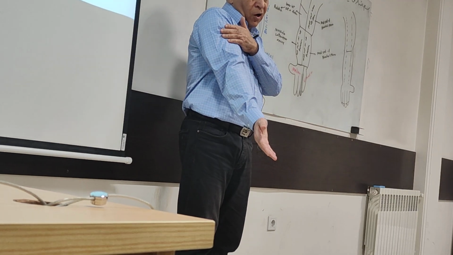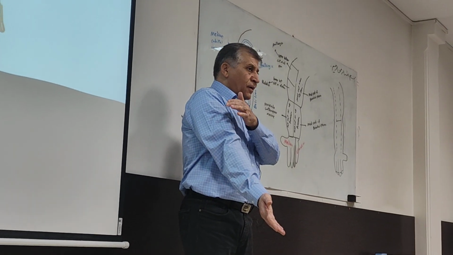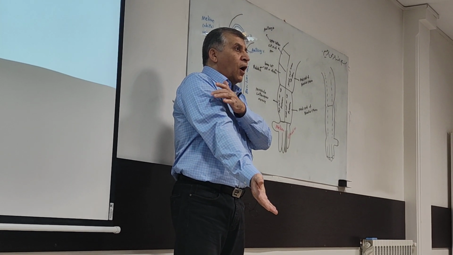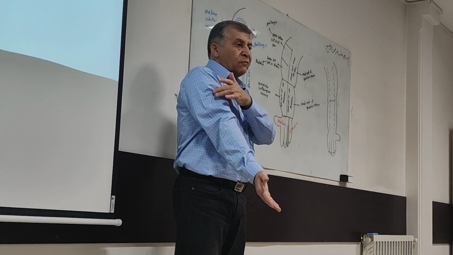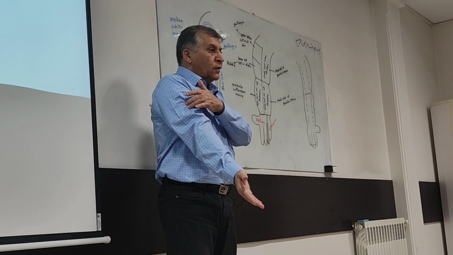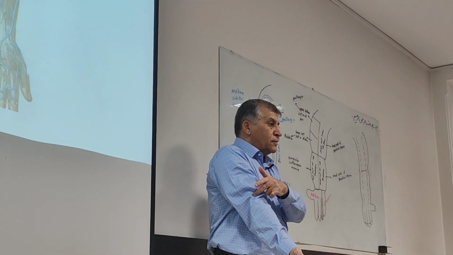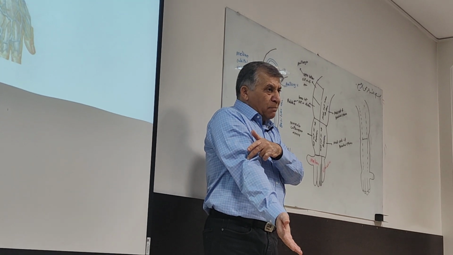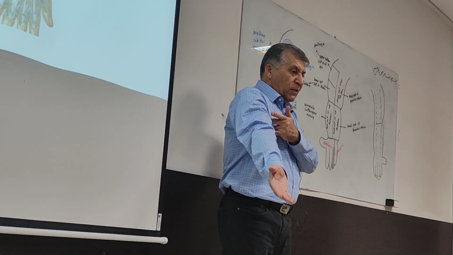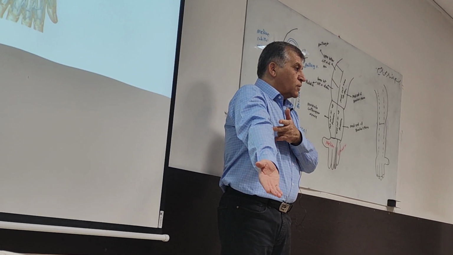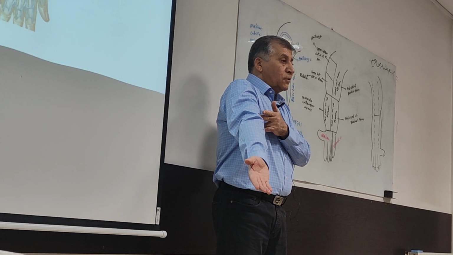Lateral side of the arm. The upper part is innervated by the upper lateral cutaneous nerve of arm, a branch of the axillary. The lower part is a branch of the radial. Medial side, the medial cutaneous nerve of arm is a branch of the medial cord.